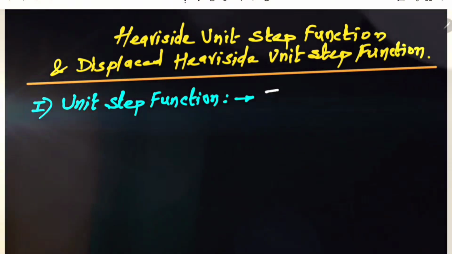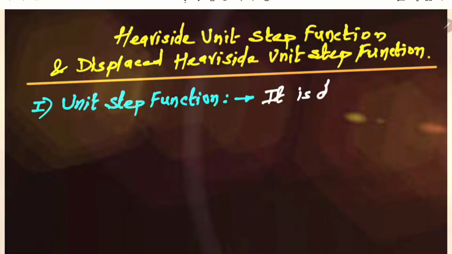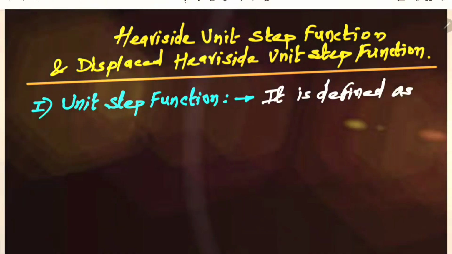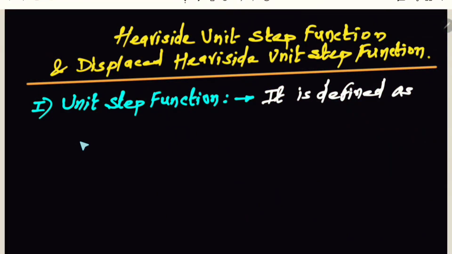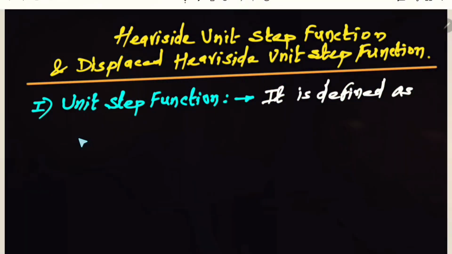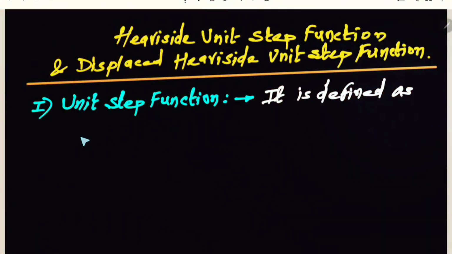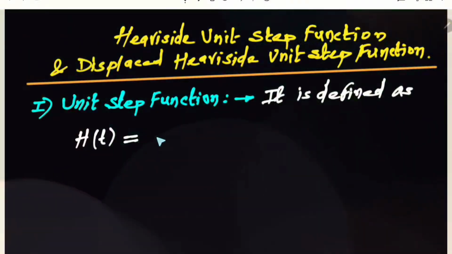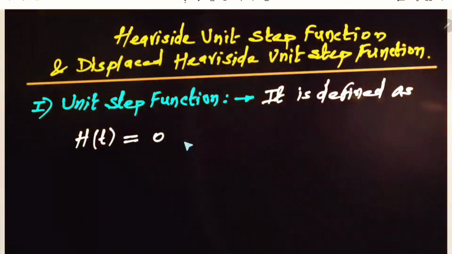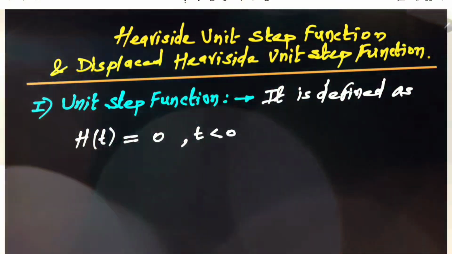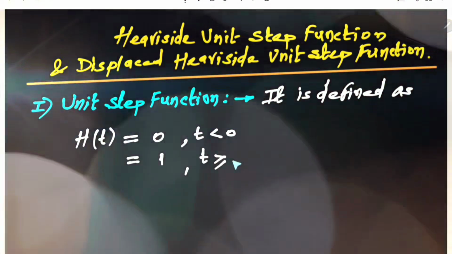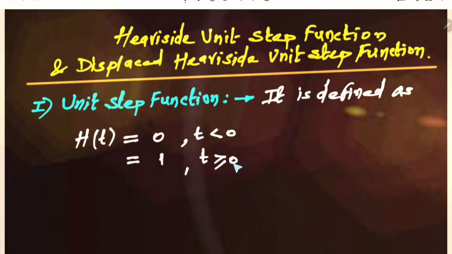It is defined as h of t is equal to 0 for t less than 0, and its second value is 1 for t greater than or equal to 0. Therefore, once again, h of t is equal to 0 for negative values of t, and for positive values of t it is equal to 1.